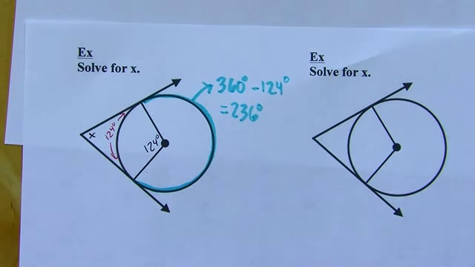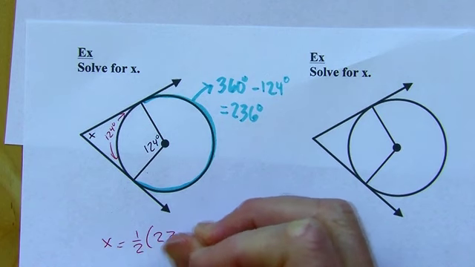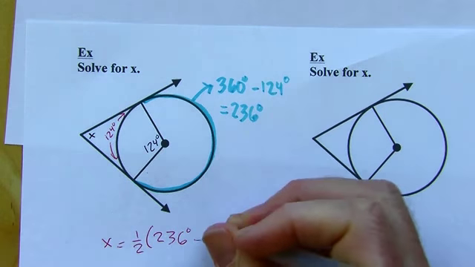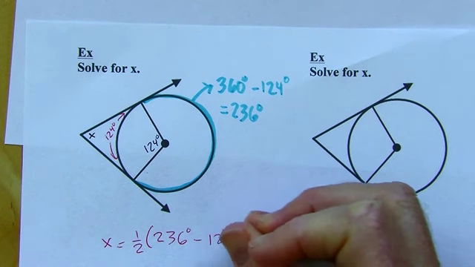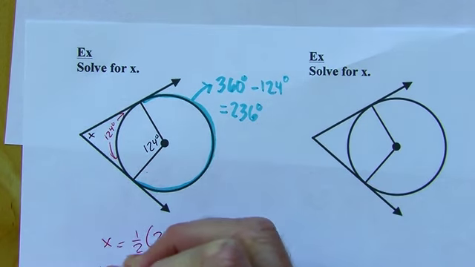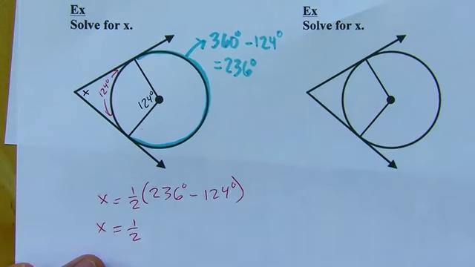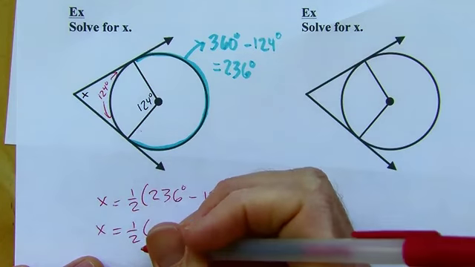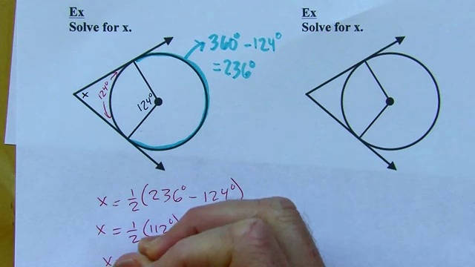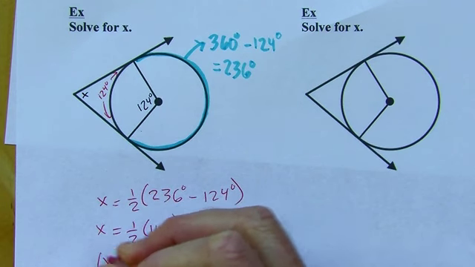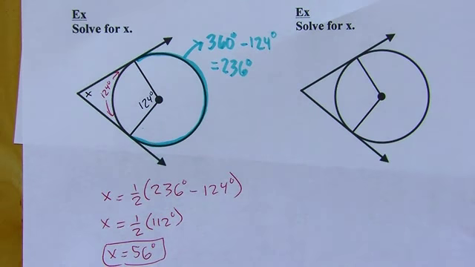All right, so I can say x equals 1/2 of the big arc minus the small one. The angle equals 1/2 of the big arc minus the small one. And I'm off screen. Okay, so that's going to be 1/2 of 112 degrees, which is 56 degrees. Okay, I'm going to show you an alternate way to do this.